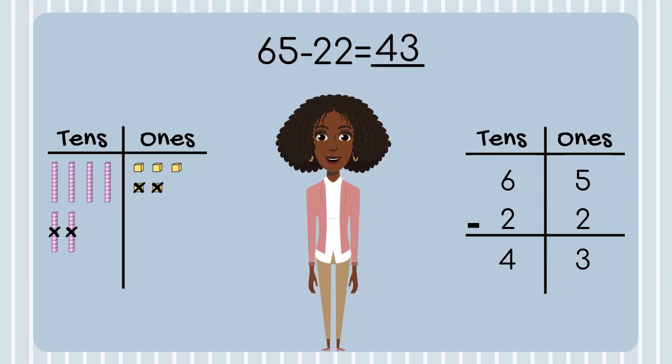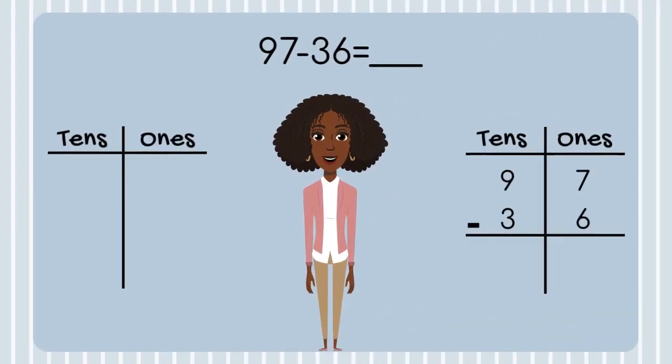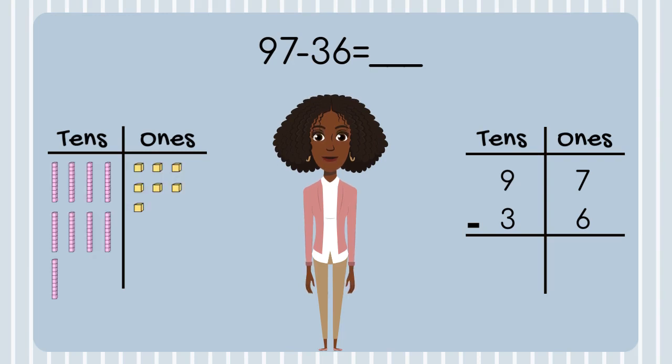I think you're ready to try one on your own. Your equation is 97 minus 36. What number will you model with place value blocks to help you subtract? That's right, 97, because it's your total. Which place value spot will you start subtracting in? The ones place. That's right.